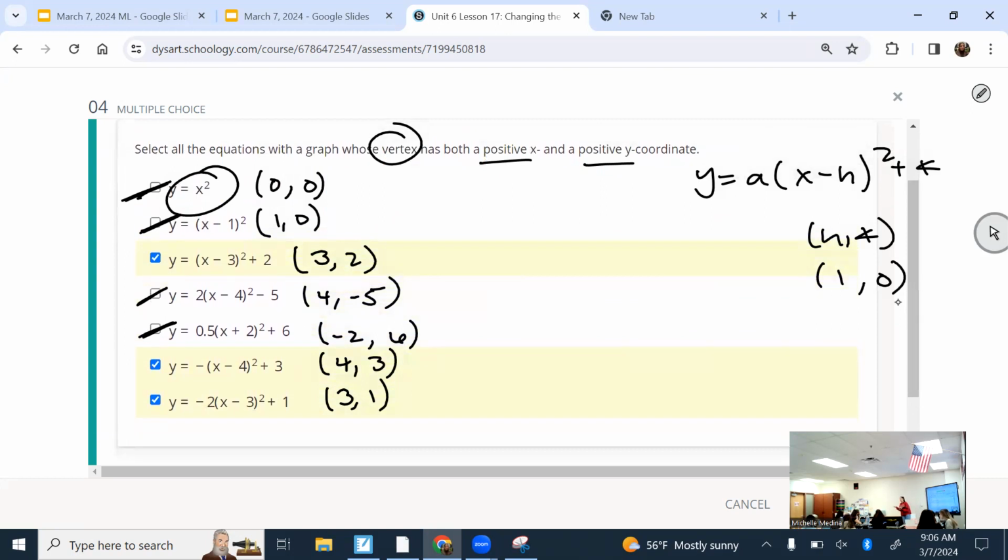Again, they could be shuffled, so you should be picking the ones that... The h looks negative, but it's actually not. x minus a number, the h is positive. And then the k is also positive. Any questions on this one? Okay, questions on others? Number 5 on today's? All right.